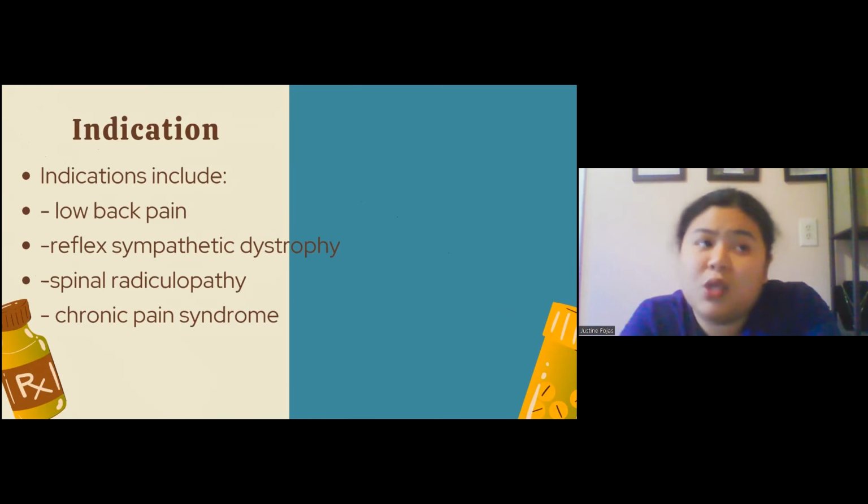So indications, we can use TENS for low back pain, can use it for reflex sympathetic dystrophy conditions, spinal radiculopathy, or chronic pain syndromes, and more.